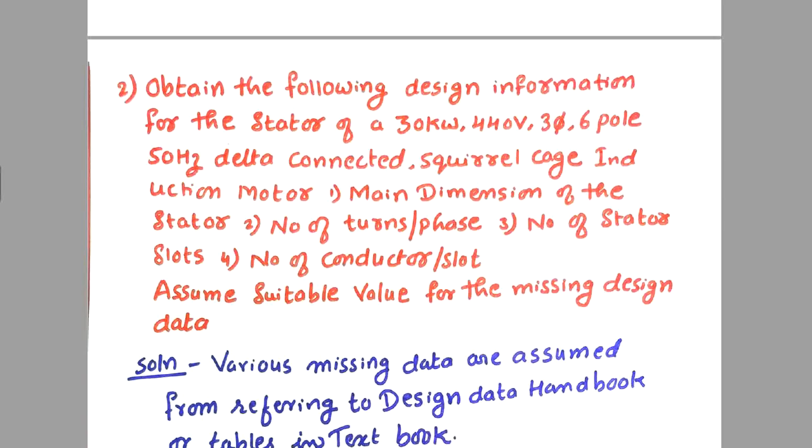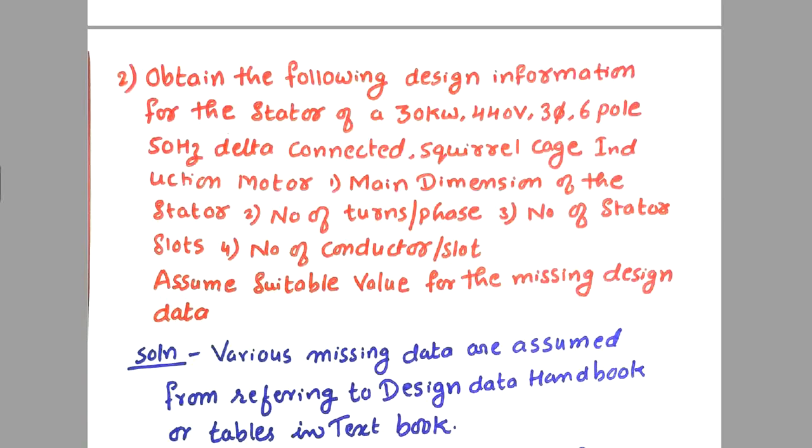Now the second question is the same thing. Obtain the following design information for the stator of a 30 kilowatt, 440 volt, 3 phase, 6 pole, 50 hertz, delta connected squirrel cage induction motor: main dimensions of the stator, number of turns per phase, number of stator slots, number of conductors per slot. Assume suitable values for the missing design data. Whatever the missing data is, you need to assume.